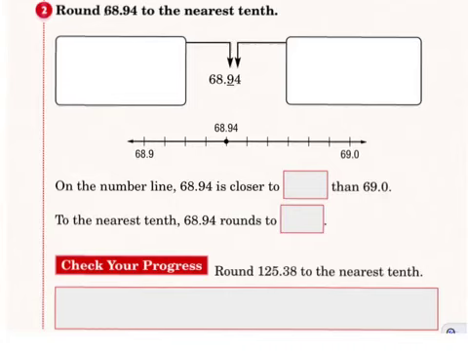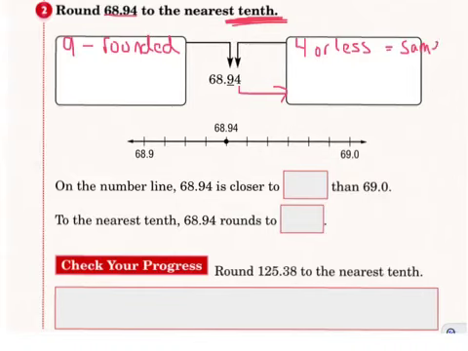Okay, this is example number 2. You are going to round 68.94 to the nearest tenth. So there's a 9, that's what's being rounded. You're going to look to the right of the 9, which is the 4. If it's 4 or less, it's going to stay the same, and if it's 5 or greater, you're going to add 1.